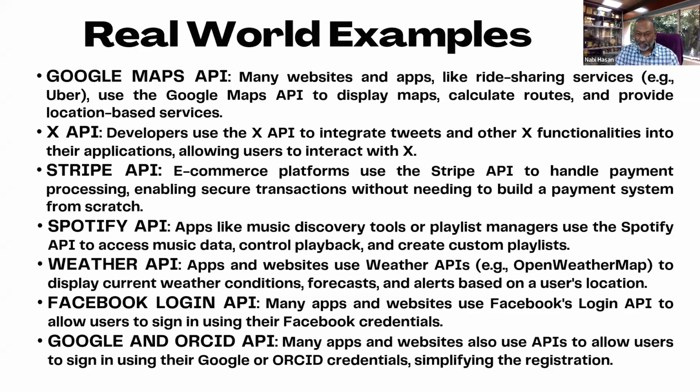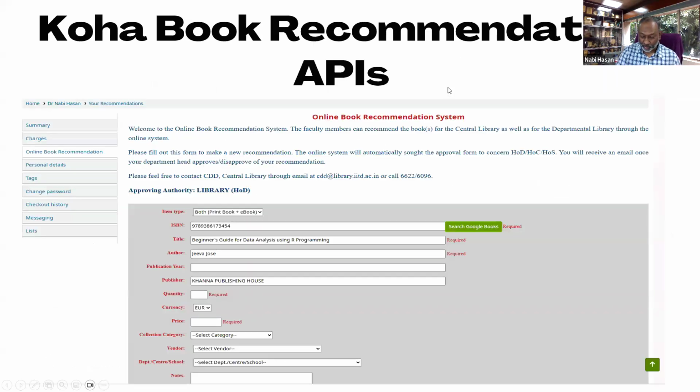You might be listening to songs using Spotify. So I think Spotify is also using an API. It is able to identify your choices, your playlist, etc. Then the weather APIs like Open Weather Map, etc. They are also using an API to display current weather conditions, forecasts, etc. And now you are able to log into many accounts using the Facebook API or maybe using Google Scholar, or you can say the Orchid API.